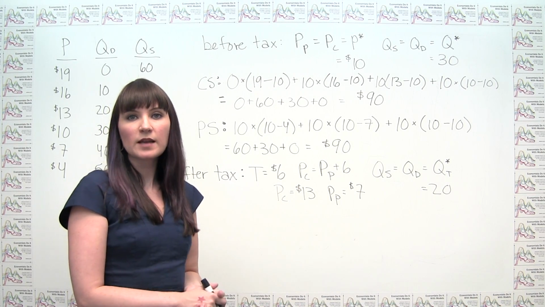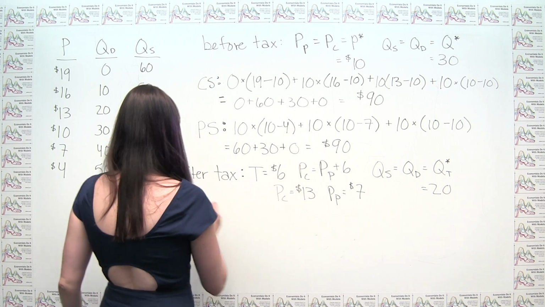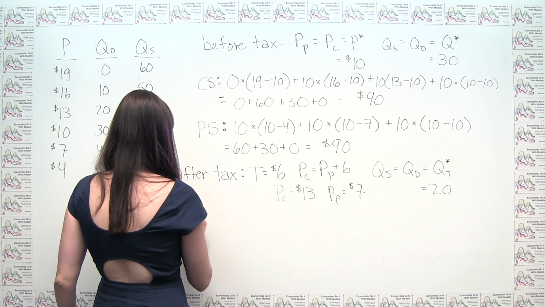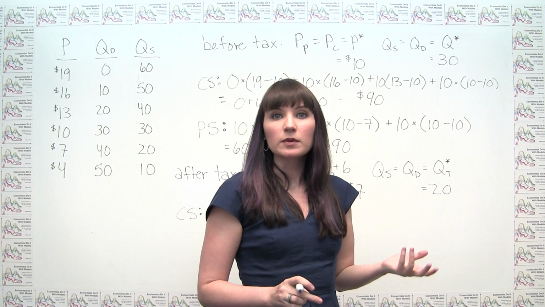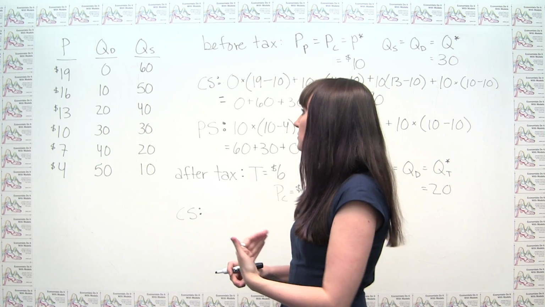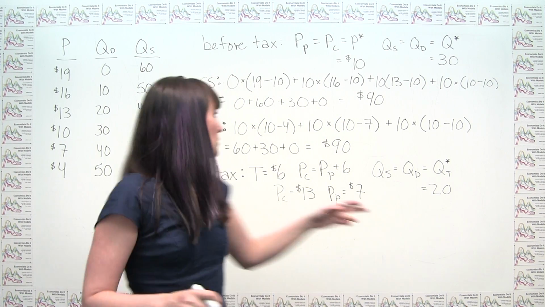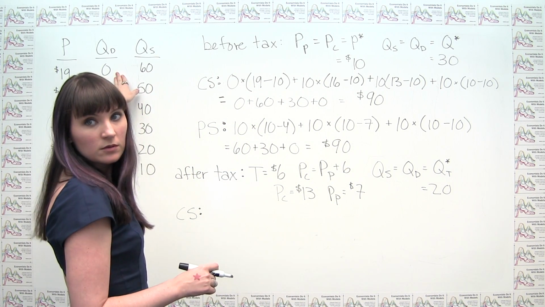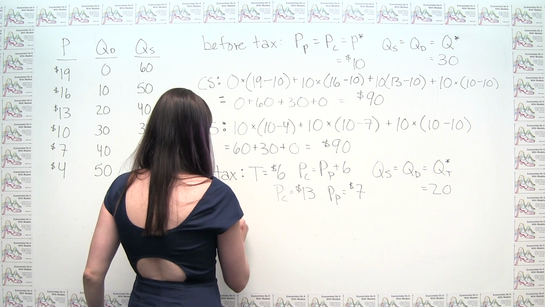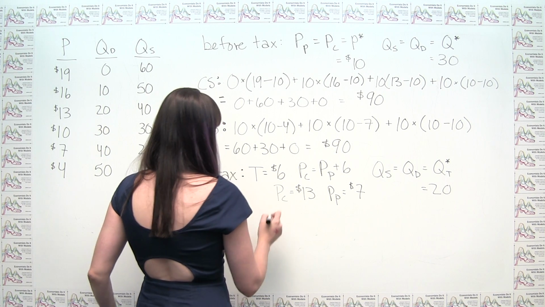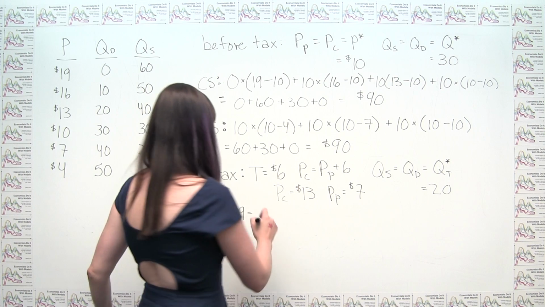So now let's calculate consumer surplus and producer surplus again. We'll start with consumer surplus, CS. And again, the procedure is exactly the same, but what has changed now is the market price and also the quantity transacted. So we can say, well, there were 0 customers willing to pay $19, so there were 0 customers getting a surplus of 19 minus the price that's relevant for the consumer, which is now 13.